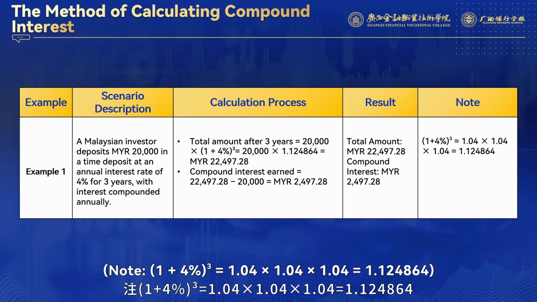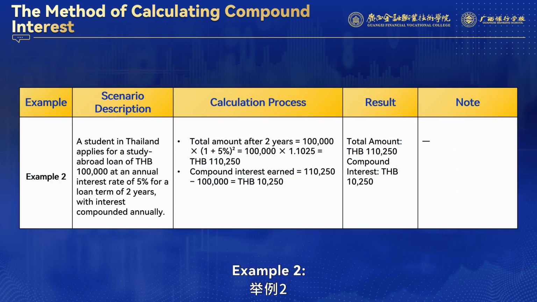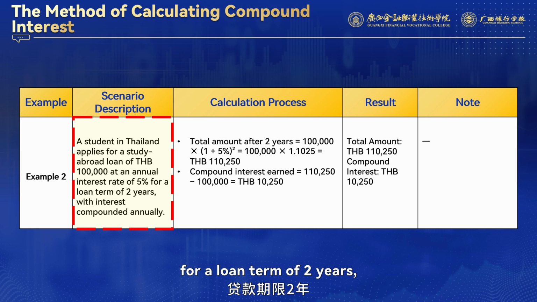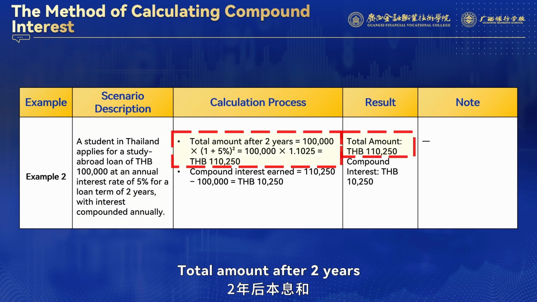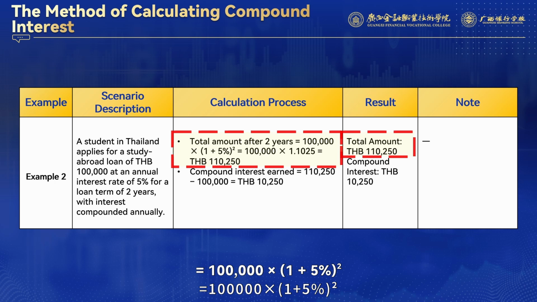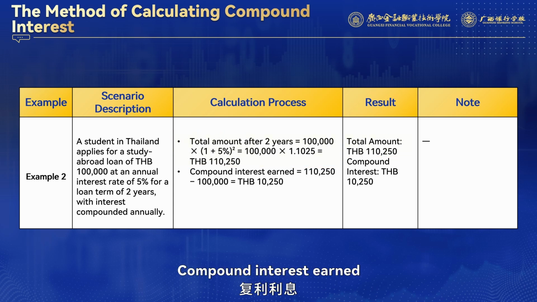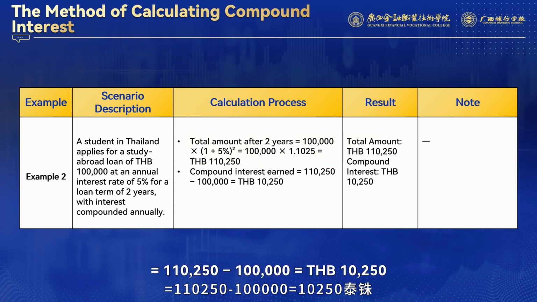1.124864. Example 2. A student in Thailand applies for a study abroad loan of 100,000 Thai baht at an annual interest rate of 5% for a loan term of 2 years, with interest compounded annually. Total amount after 2 years equals 100,000 times (1 plus 5%) to the power of 2, equals 100,000 times 1.1025, which is 110,250 Thai baht. Compound interest earned equals 110,250 minus 100,000, which is 10,250 Thai baht.